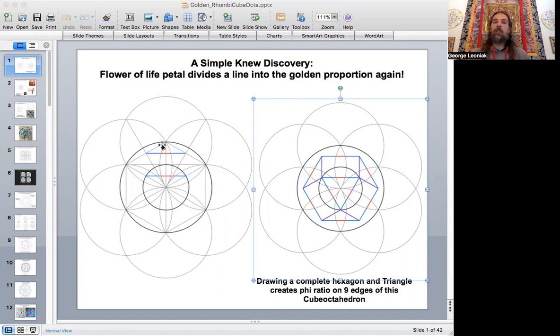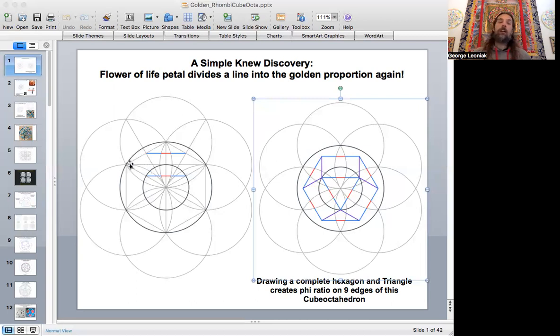is in the simple construction of the seed of life, which is the 6 circles around the one central large circle here. If we put a circle in it that is half the radius of the large black circle, and we draw a connecting line as if we were making an equilateral triangle in there, that line will divide in the golden ratio right here as it intersects the actual petals, which are the 6 petals of the seed of life.